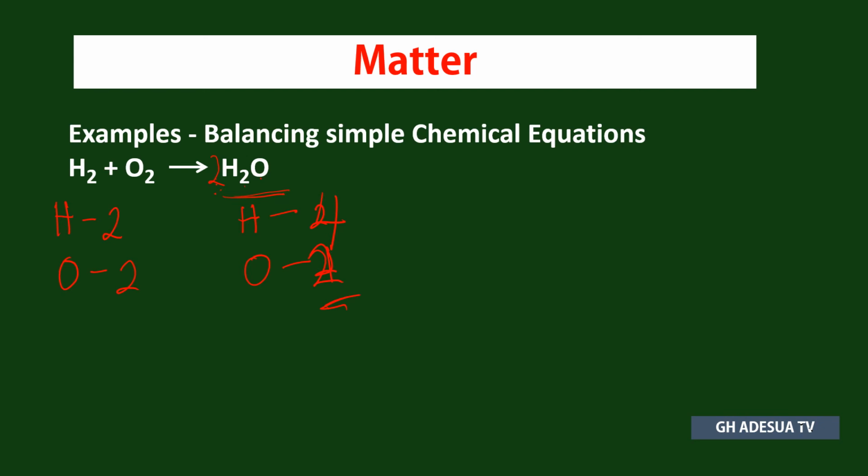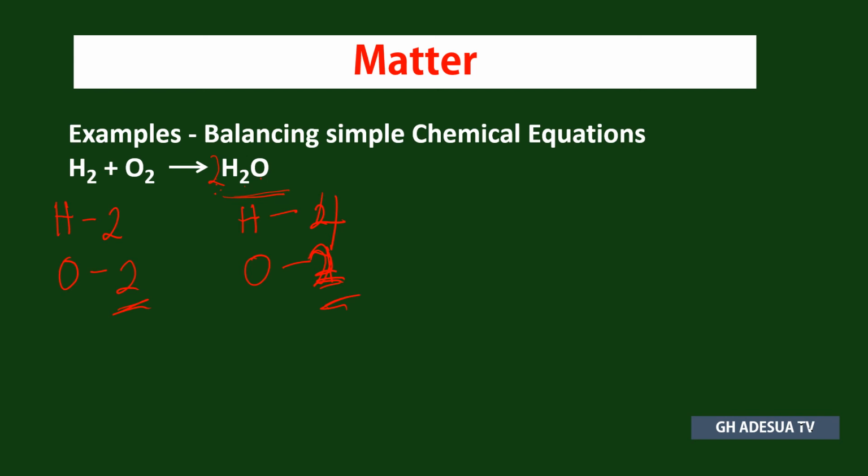So on the right hand side, after bringing 2 in front of water, or H2O, oxygen has successfully become 2, like it is 2 on the left hand side. However, hydrogen has increased to 4. So there's still a problem. Now if the hydrogen on the right hand side is 4, and the hydrogen on the left hand side is 2, what can we do to the left hand side to make it have 4 hydrogens too?